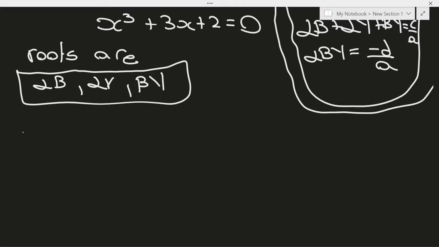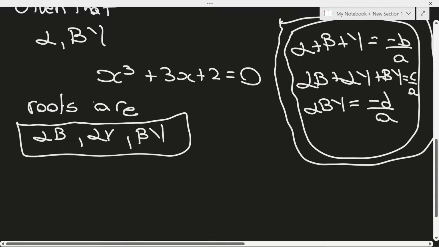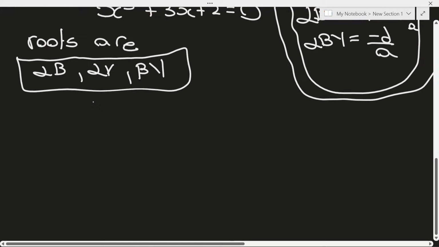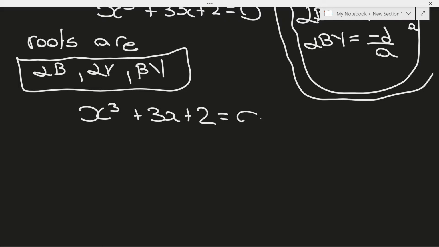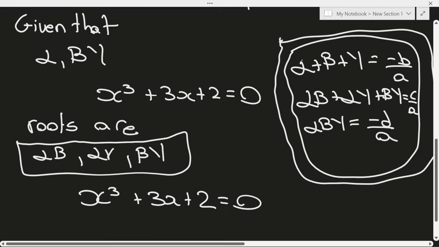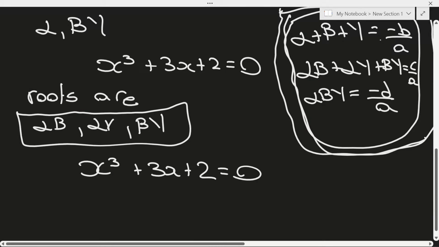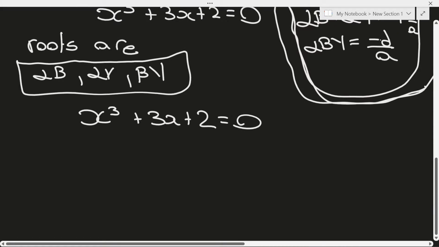But let's go. So first of all, the first thing we'll always have to do, I kind of like to think about it like math induction, where they're like rules. The first rule I always give myself, if we have x cubed plus 3x plus 2, I always try to look for these things over here: the minus b over a, the sum of the roots, the sum of the products of two of the roots at a time, and the product of the roots.